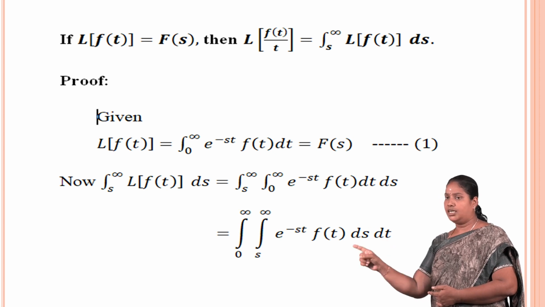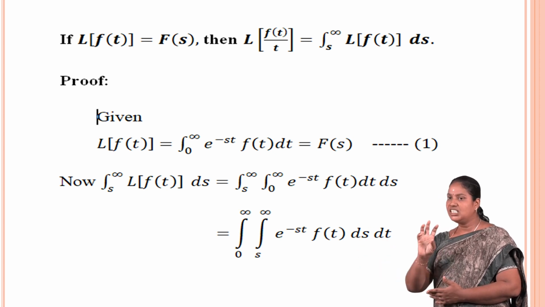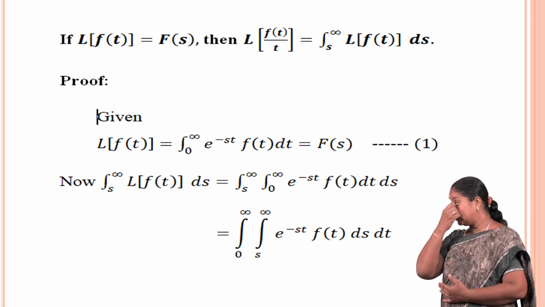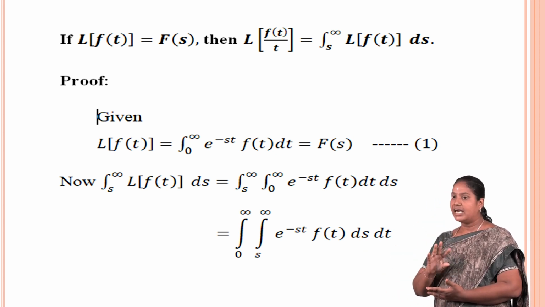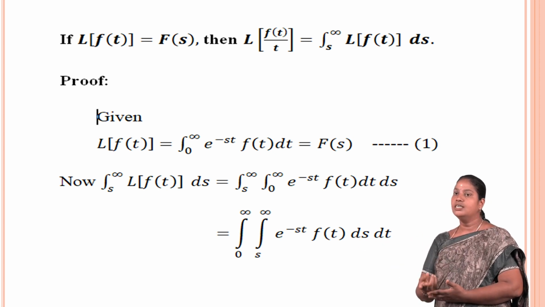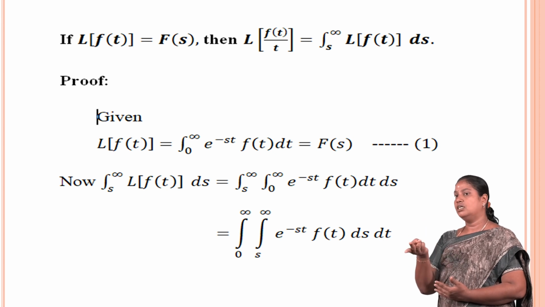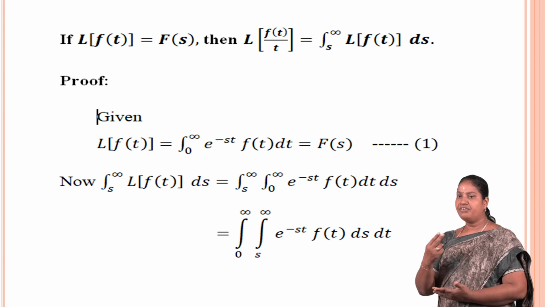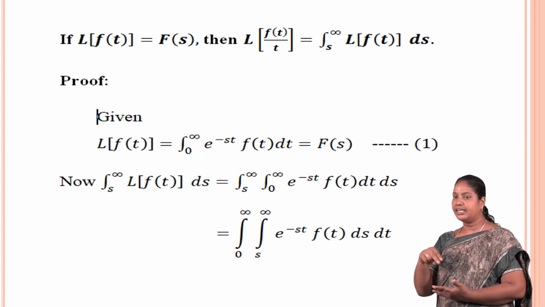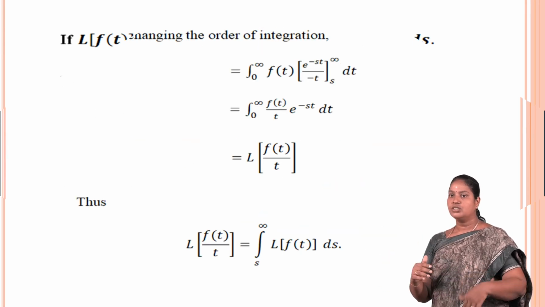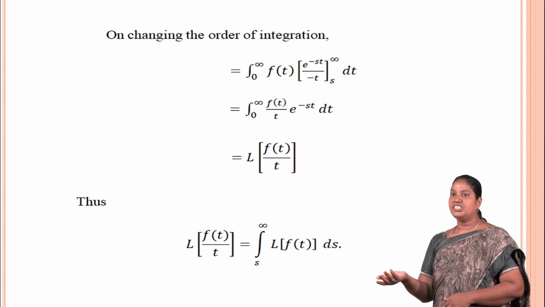Now we know that the functions e power minus st f of t are all continuous and integrable functions. So therefore we can use the change of order of integration property. Using that property, we can shift the limits, then we will get ds dt, and the integral becomes first 0 to infinity, the next one s to infinity. That inside integration will be calculated first. So on changing the order of integration we will get this.